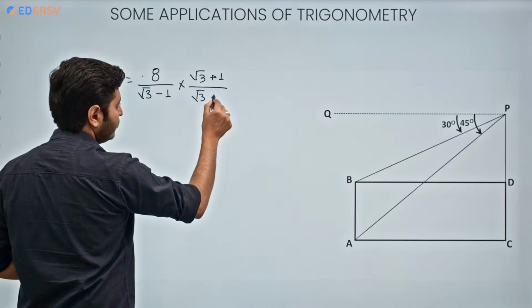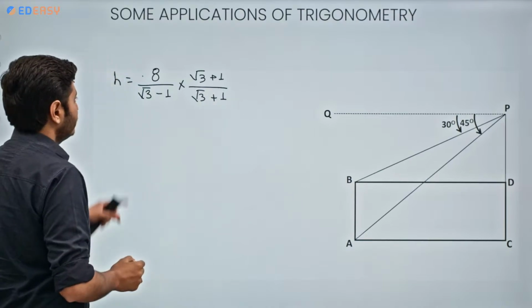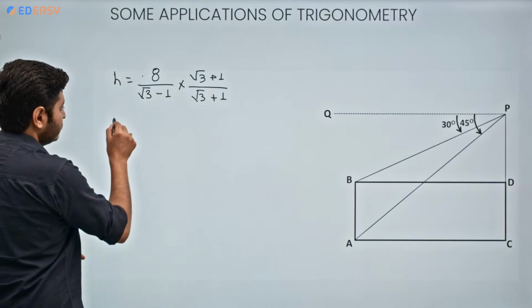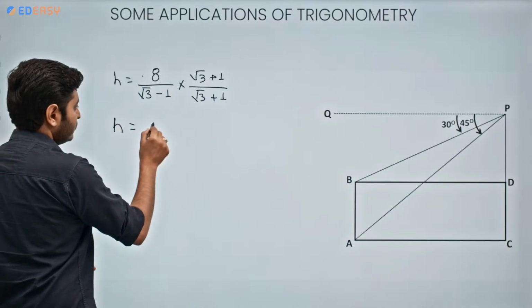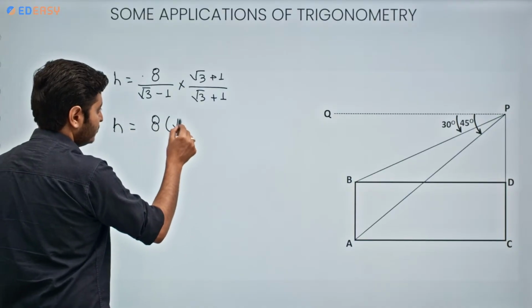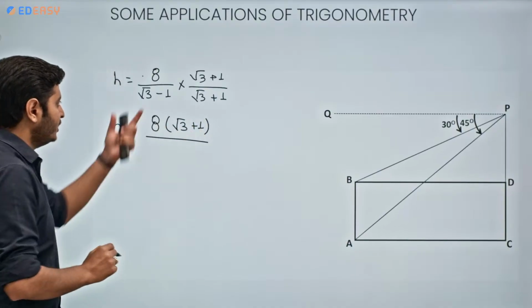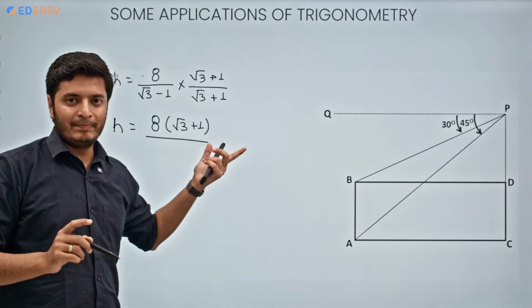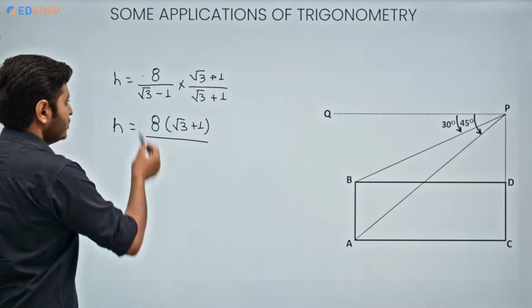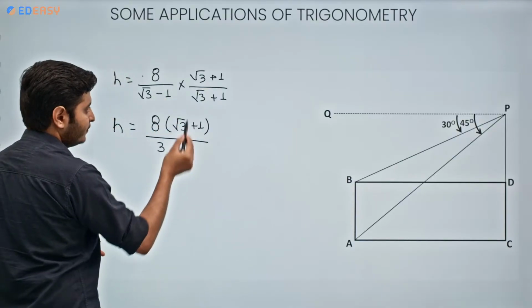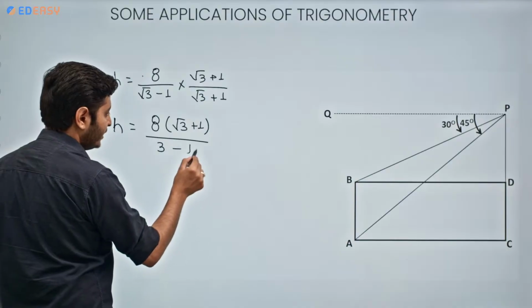Root 3 plus 1. Now, 8 into root 3 plus 1, same value. 8 and in brackets, root 3 plus 1. But here what is happening? A minus b into a plus b is a square minus b square. So root 3 square is 3, minus 1 square, minus 1.